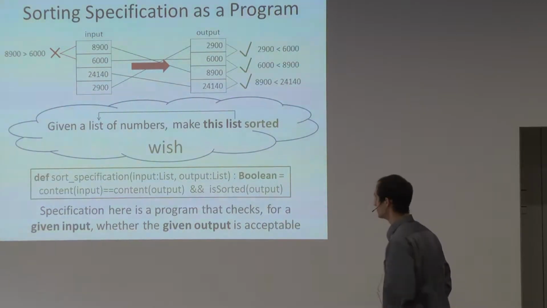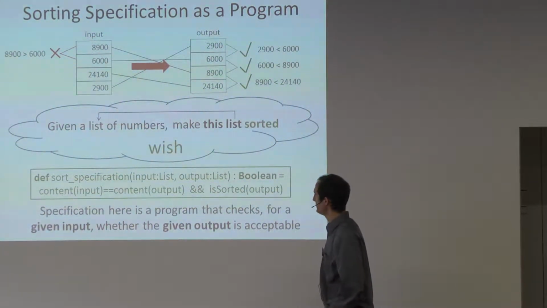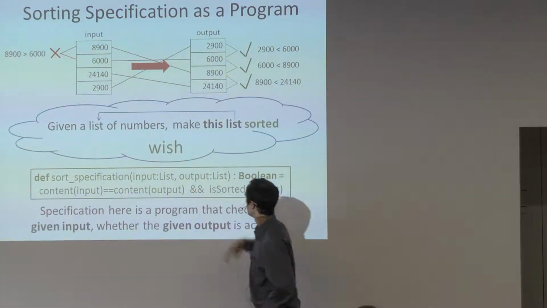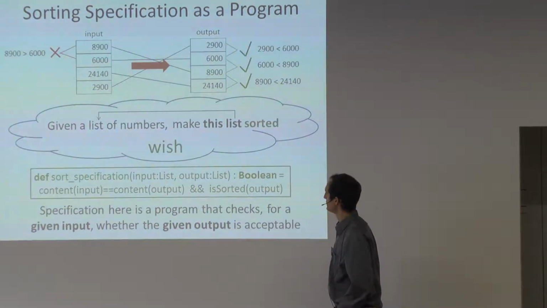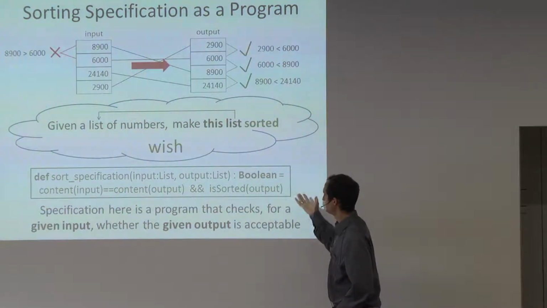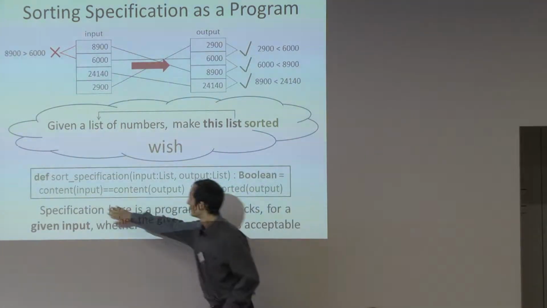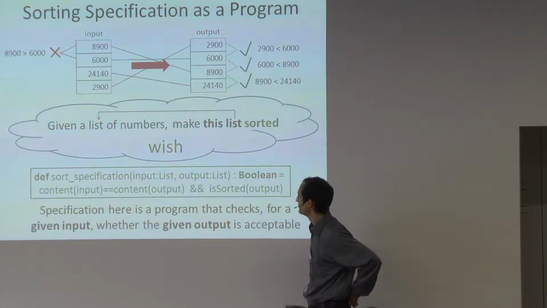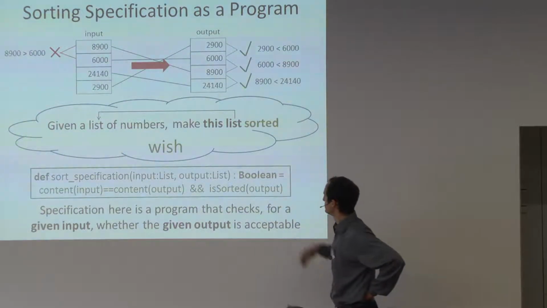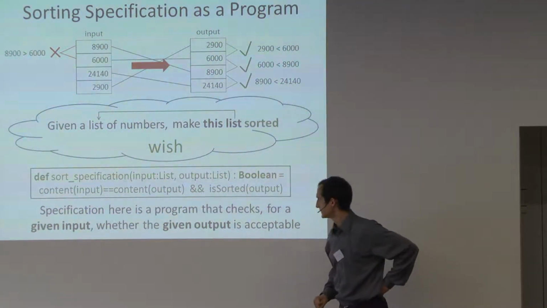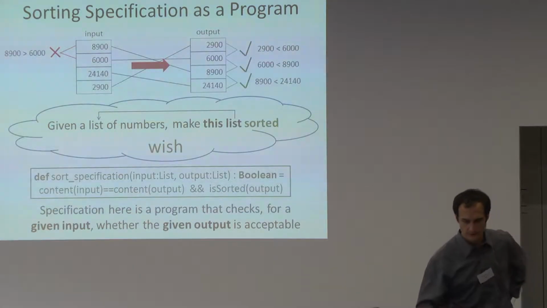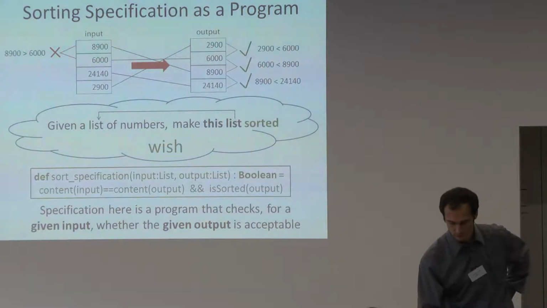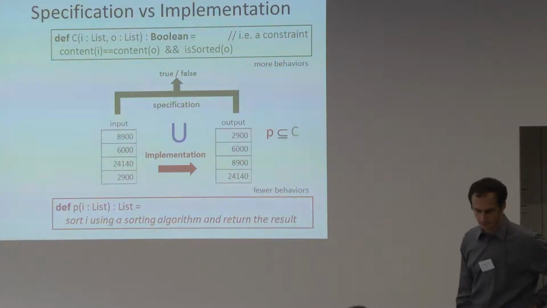Corresponding to this wish, we would like to formalize it, and our decision will be to formalize it using executable predicates. These are predicates that take the input and the output of the program that we would like to construct or to execute, and then state what it means for the input-output relationship to hold. So in this case, I'm writing that the content of the input should be equal to the content of the output, and content here will be computing a set. And isSorted is a recursive function that takes a list and checks whether it's sorted. Okay, so the specification checks for a given input and given output whether that output is acceptable.